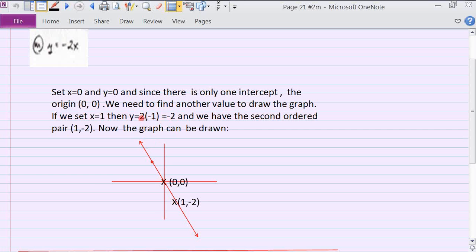By the way, this should be minus 2 times plus 1. Minus 2 times plus 1 here, and that should be minus 2. The answer is corrected. Just a little bit of an error here in the calculation because it's minus 2x. So this number should be minus 2 and this should be plus 1, but we still get the minus 2. So we have a second ordered pair, 1 comma minus 2.